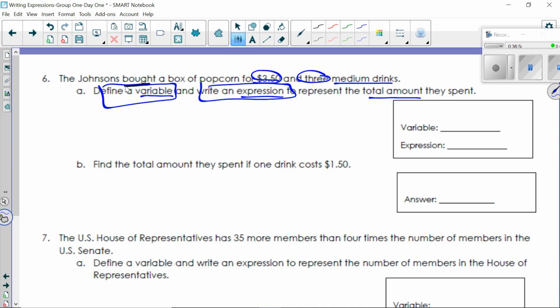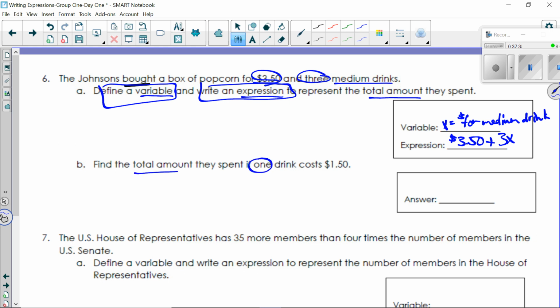So the variable, when you're circling the numbers, the variable becomes very easy. What is it I don't know? Billy? Cost of the drinks. So my X is dollars for medium drink. And it also helps to mark your text because I can see everything that needs to be included in my expression. I have the 3.50. I know that I'm looking for a total cost, meaning I'm going to add, put the pieces together. How many of the medium drinks do I have? 3. 3x. Should be that easy.